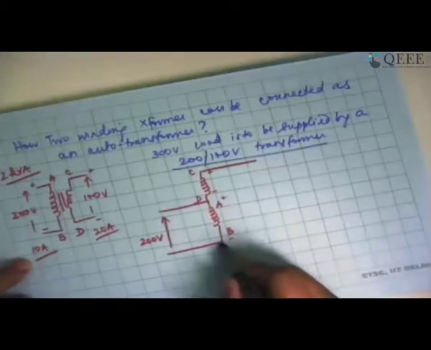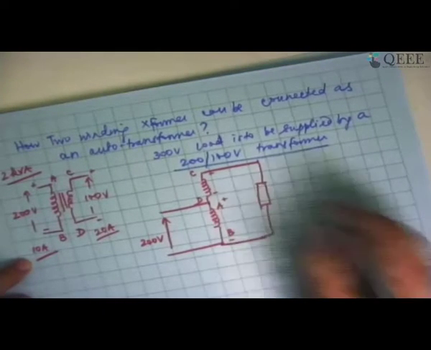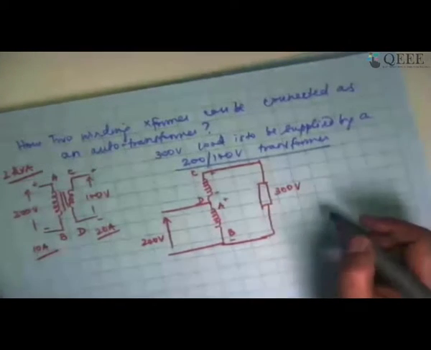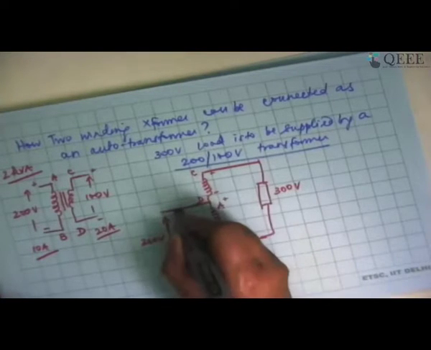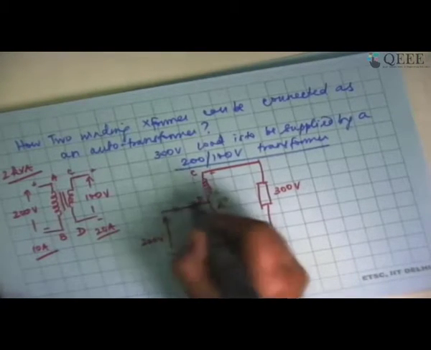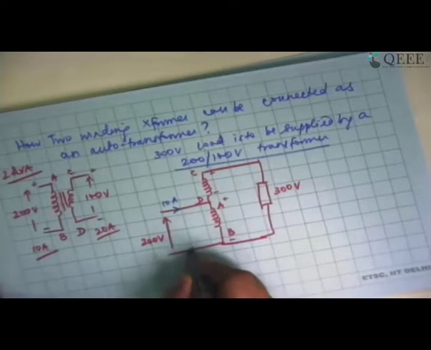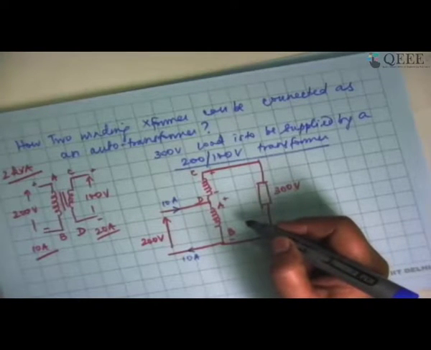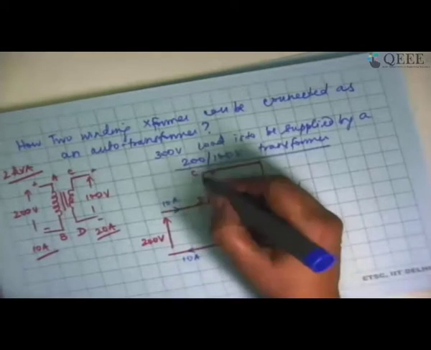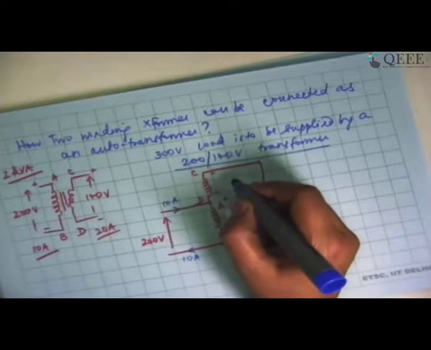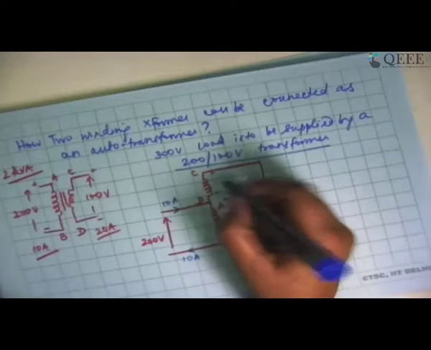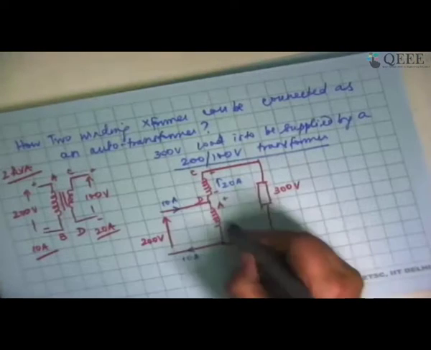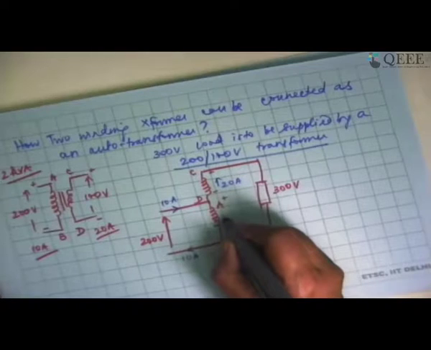Now here is my load which will be connected across this. So this is a 300 volts load. Now let me try to look at the currents. I cannot supply more than 10 ampere here. So let me say this is 10 ampere. Maybe the return current will be 10 ampere because I don't want AB to carry more than 10 ampere. Now CD can carry at the most 20 amperes. So let us say I am essentially looking at 20 amperes being carried.